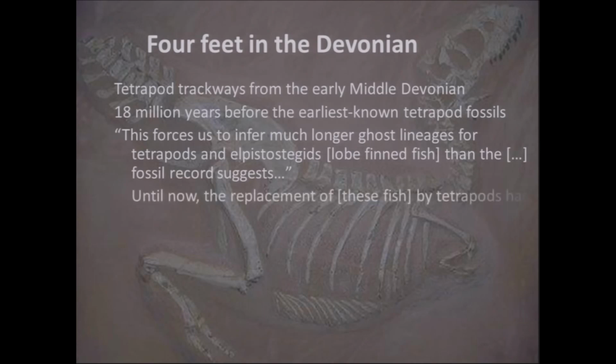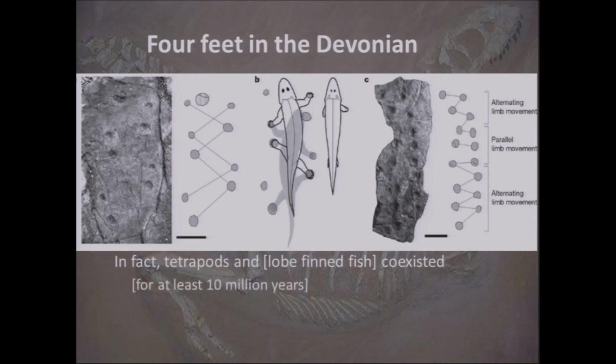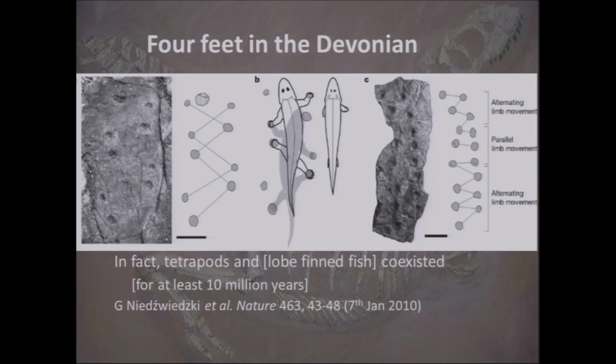And until now, they said, the replacement of these fish by tetrapods has appeared to reflect an evolutionary event, until now. And this is evolutionists admitting that their story is wrong. And what did they put in its place? Well, at the moment, we have nothing. They have nothing. So basically, these footprints have stomped all over the evolutionary story of how fish evolved into creatures with four legs. So the tetrapods and the lobe-finned fishes, they say, coexisted for at least 10 million years. It doesn't fit their sequence. And the sequence I'm happy with. The long periods of time I'm not. But when you look at the evidence on their terms, it falls over. It fails. And this is published in Nature in 2010.